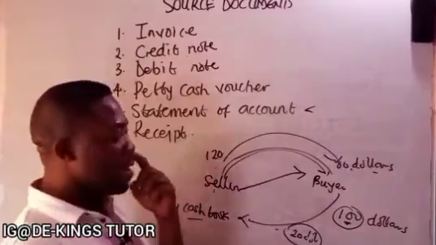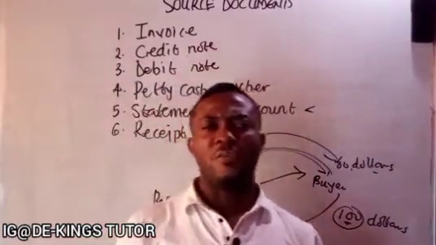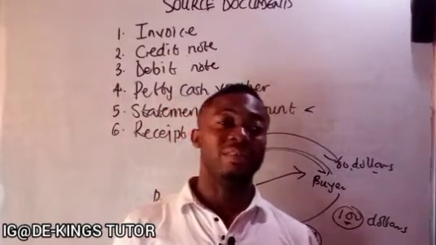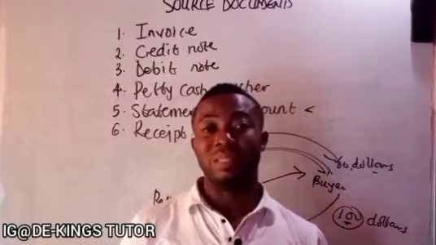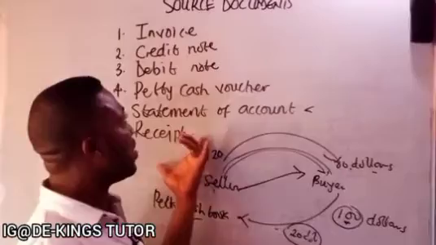Now the receipt. The receipt is a document that shows evidence of payments made. The receipt shows evidence that a payment has actually been made. So these are the different source documents we have seen.